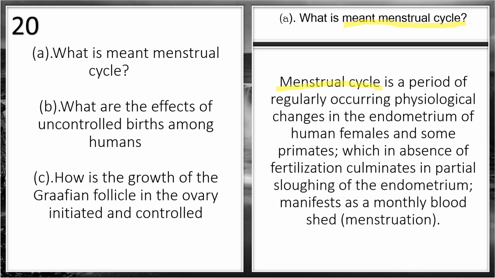Menstrual cycle is a period of regularly occurring physiological changes in the endometrium of the human female and some primates, in which absence of fertilization culminates in partial sloughing of the endometrium, manifesting as a monthly blood shed, which we call menstruation.